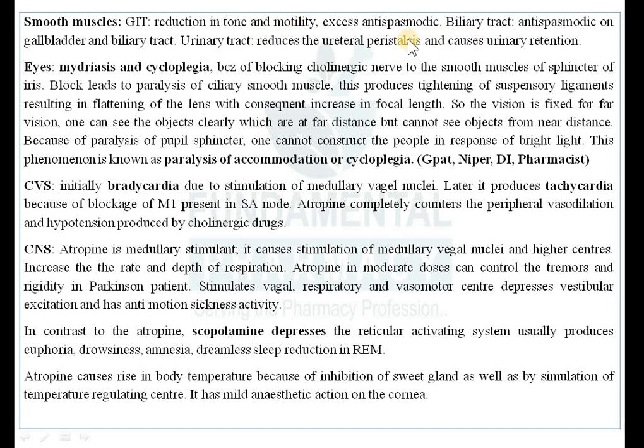Excess antispasmodic activity will be there. Means relaxation of your intestinal smooth muscle. Again, what is the action on biliary tract? जो बाइल का डक्ट है आपका, बाइल डक्ट और बिलियरी ट्रैक्ट बोलते हैं उसको, जो बाइल डक्ट है उसके ऊपर क्या होगा? So it has antispasmodic effect on gall bladder and bile duct. Okay, again urinary tract also same, reduces the urethral peristalsis and causes urinary retention.